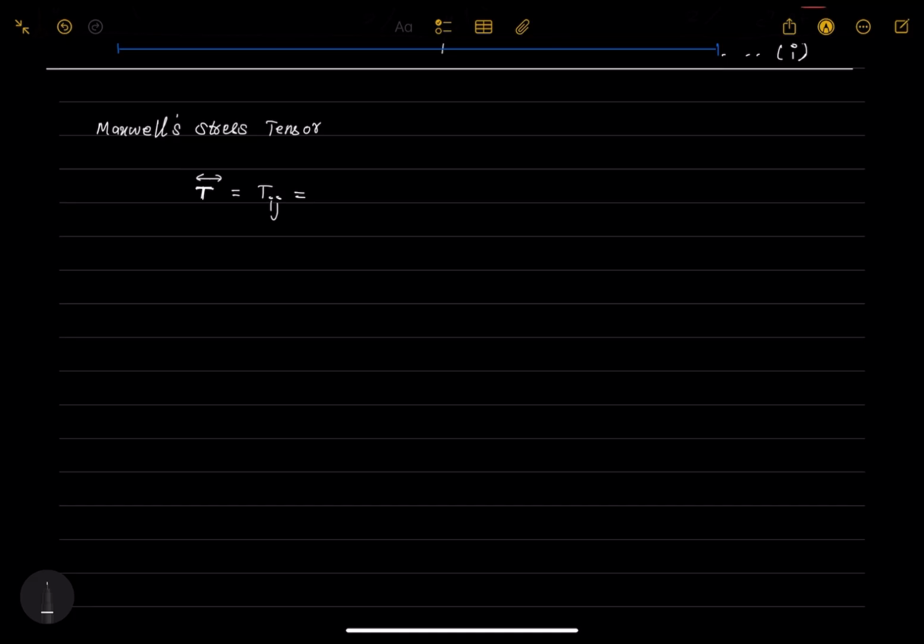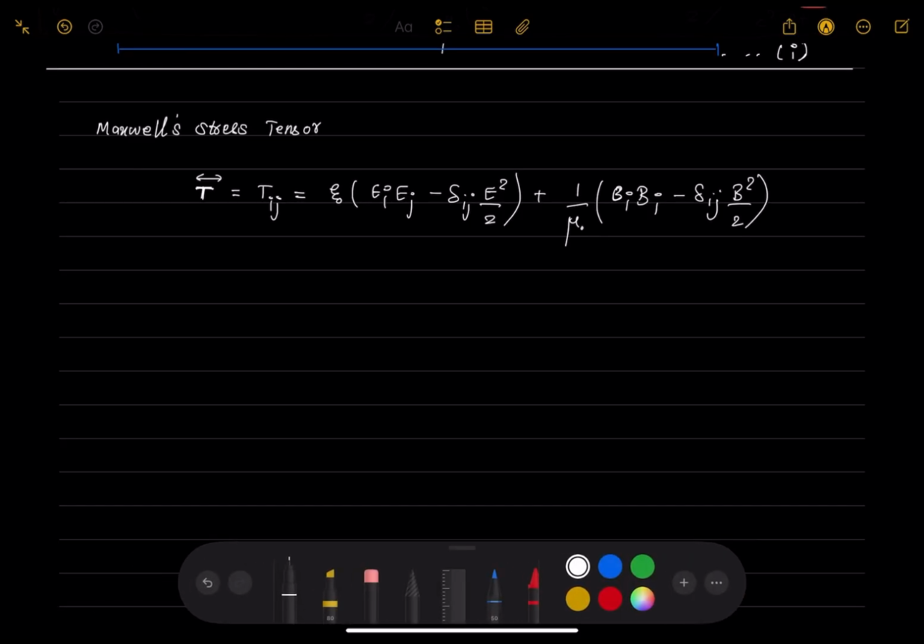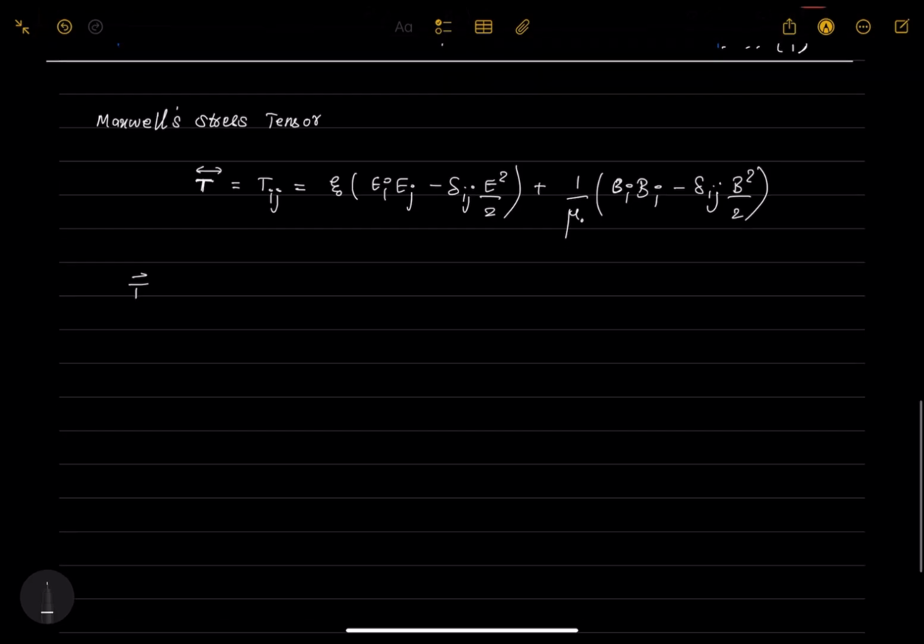All right, so Tij is defined as epsilon naught times Ei times Ej minus delta ij E squared over 2, plus the same thing for the magnetic field, Bi Bj minus delta ij B squared over 2. All right. So think of this as a tensor quantity with 9 elements, right? So T is a tensor quantity with 9 elements.